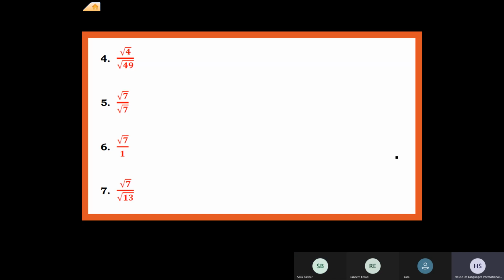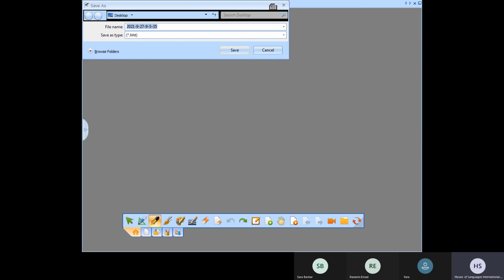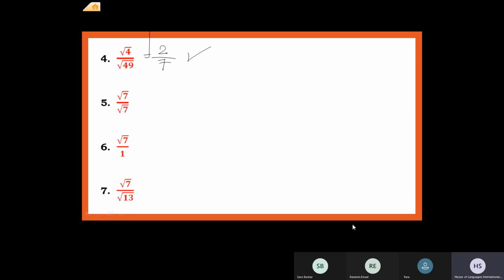Now here, square root of 4 over square root of 49. What is the square root of 4? 2. And the square root of 49, 7. Is it rational or irrational? Rational. Now, what is the square root of 7 over square root of 7? Look at me. Square root of 7 is irrational, and the square root of 7 is irrational too. But since I divide them, it will be cancelled. So the answer is 1. So is it rational or irrational now? Rational.